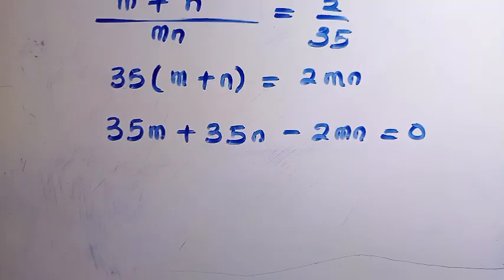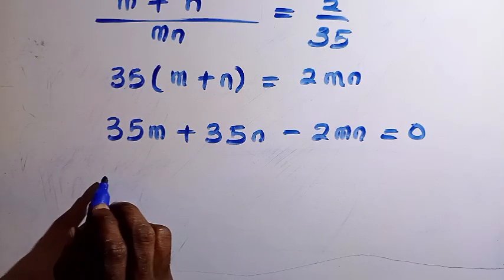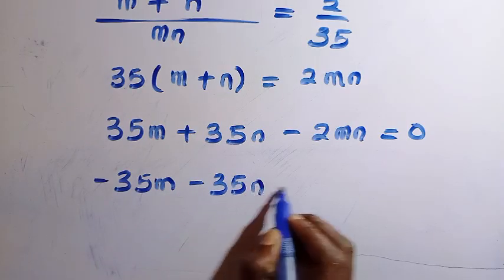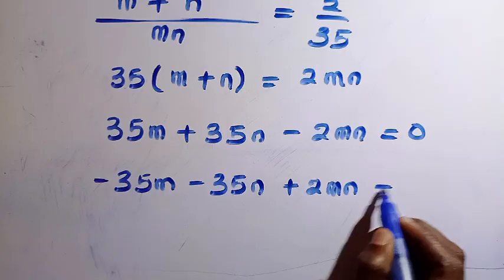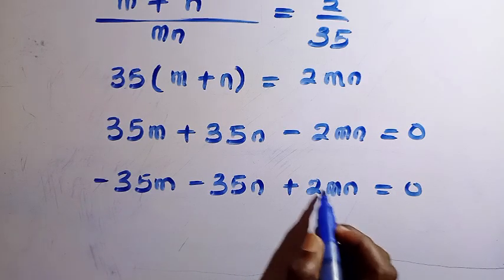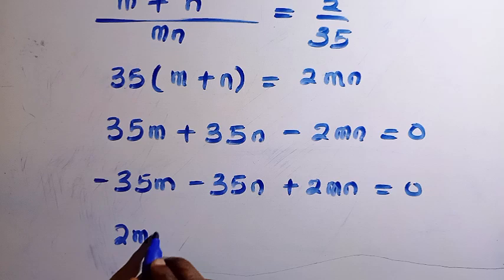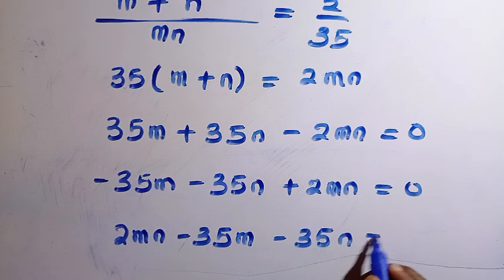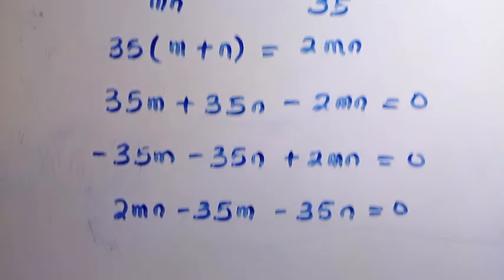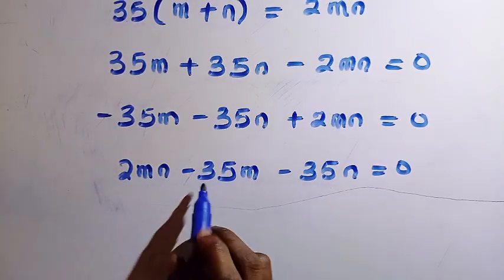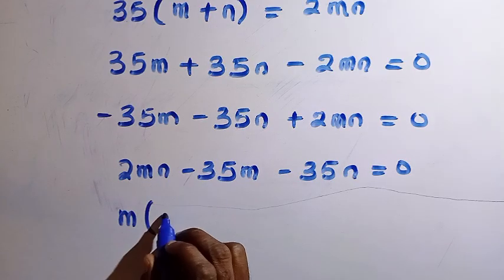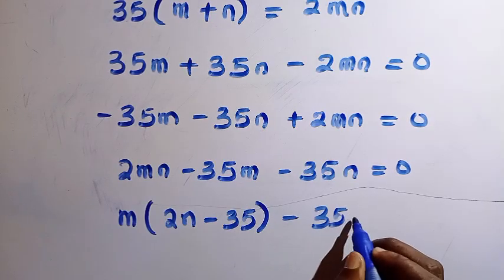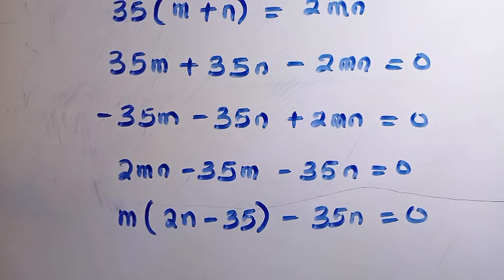To make this in a proper way, if I multiply through by minus, we have minus 35m minus 35n plus 2mn equals 0. Let me start with 2mn. We have 2mn minus 35m minus 35n equals 0. The next thing is, what is common here is m. If I take out m, here we have 2n minus 35, then minus 35n equals 0.